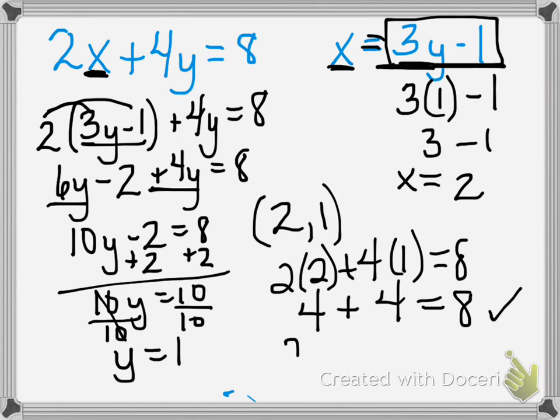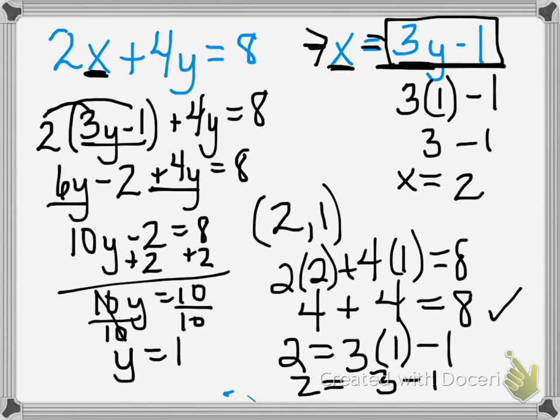Okay, here, using this equation over here, 2 equals 3 times, in place of y, we have a 1, minus 1. 3 times 1 is 3. 3 take away 1 is, in fact, 2. So this equation works. So this is, once again, a consistent and independent system of equations because there is exactly one solution.